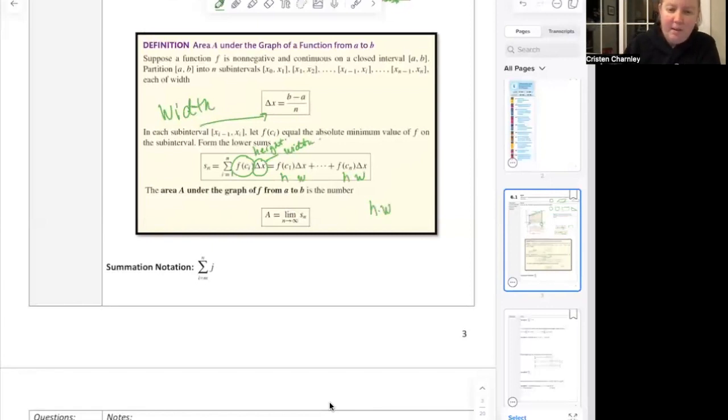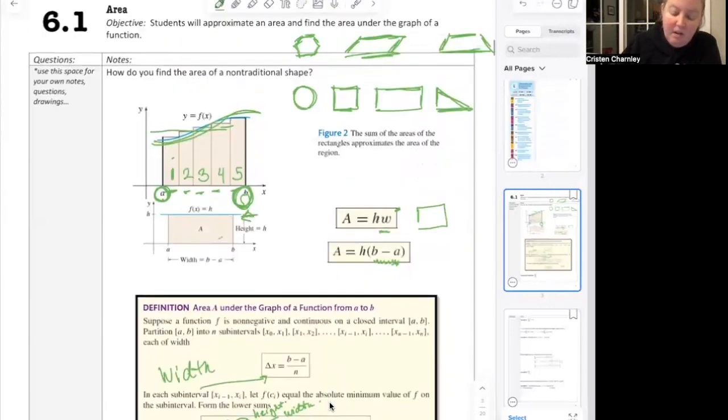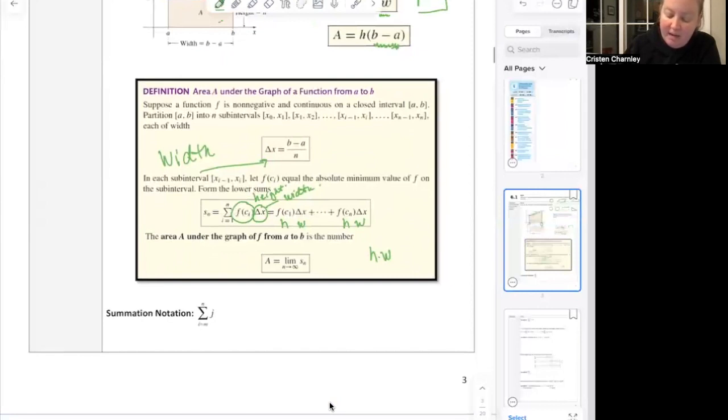We'll do another problem like that in a few minutes. The idea is 5 rectangles will approximate the area, but the more rectangles you have, the better the approximation is. And so at the bottom of the page, this is why we're going to infinity. If you have an infinite number of rectangles, that will give you the exact area under the curve. So this first page introduces the idea and goes really deep, really fast.